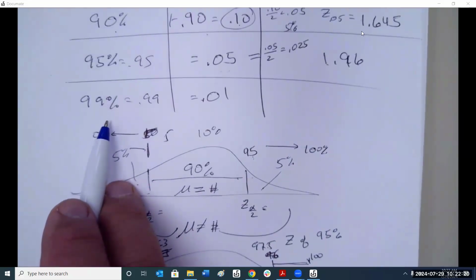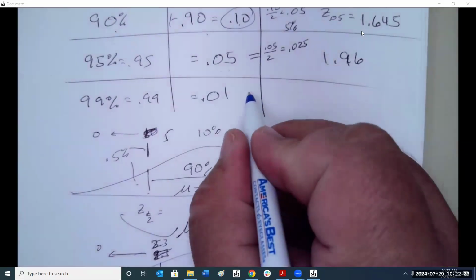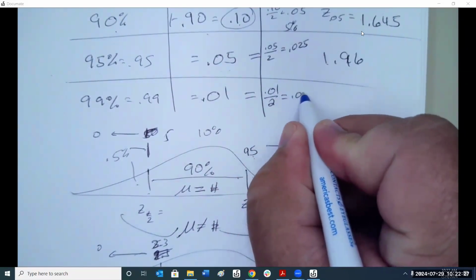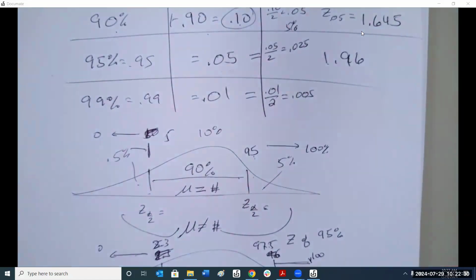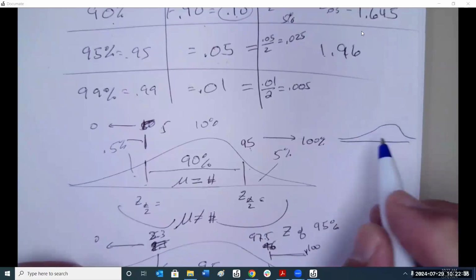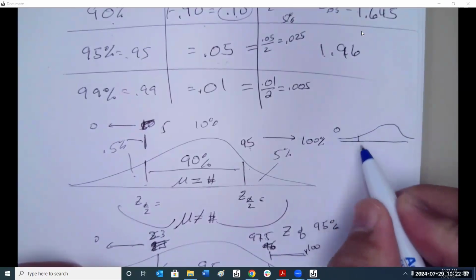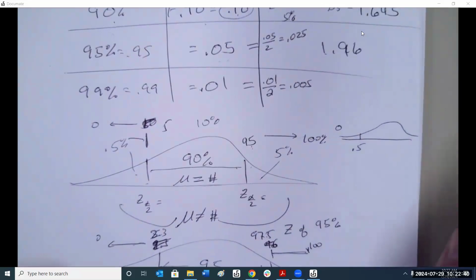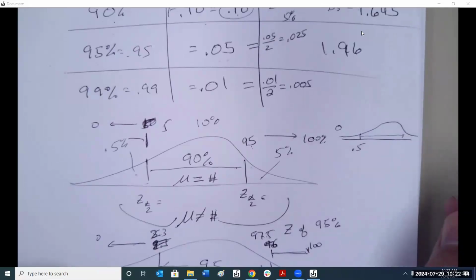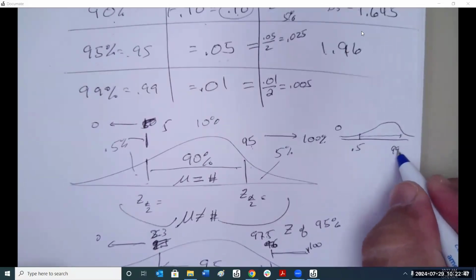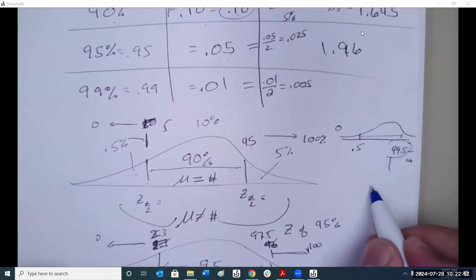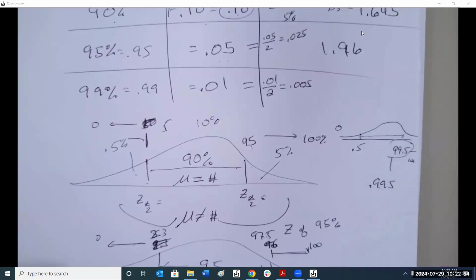Likewise, now for 99%. That gives us 0.01, and 0.01 divided by 2 is 0.005. So for this one, it is from 0 to 0.5 plus 99, so it's 99.5 to 100. So we have to look for the number 0.995.